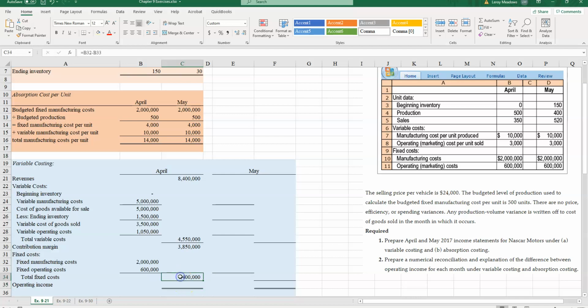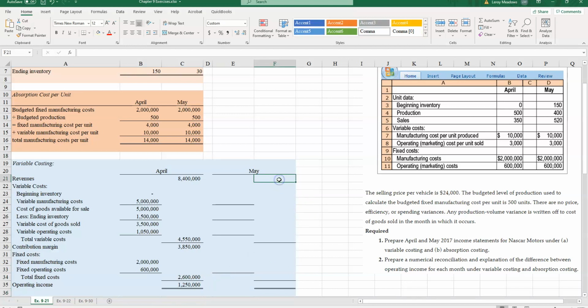And whoops, I hit subtract instead of add. There we go. So now, what do I have under operating income for variable costing for April? I have my contribution margin minus my total fixed costs, and that gives me how much? Contribution margin minus my total fixed costs will give me operating income of $1,250,000.